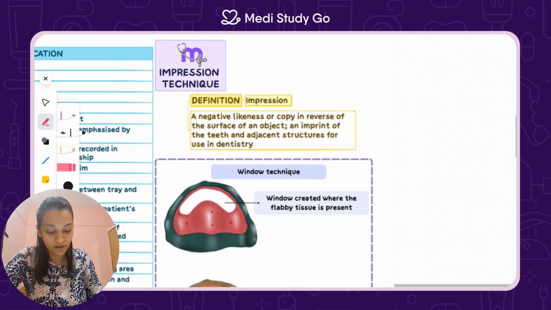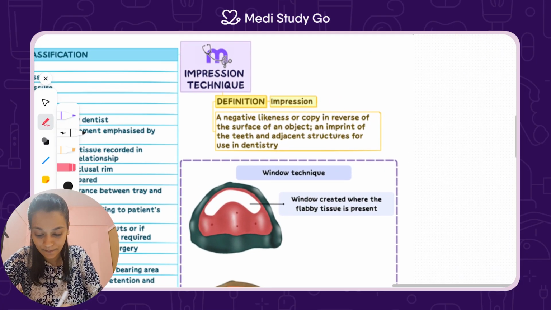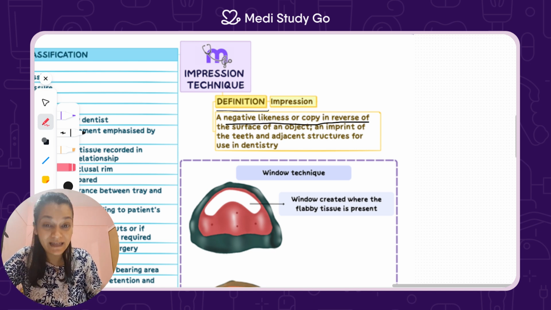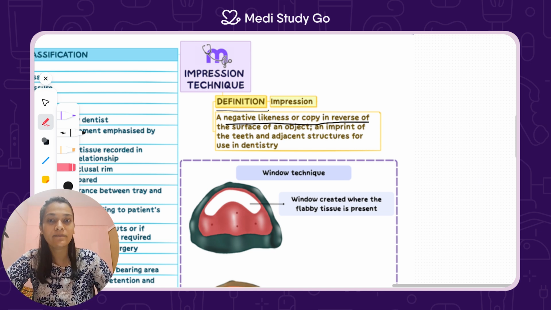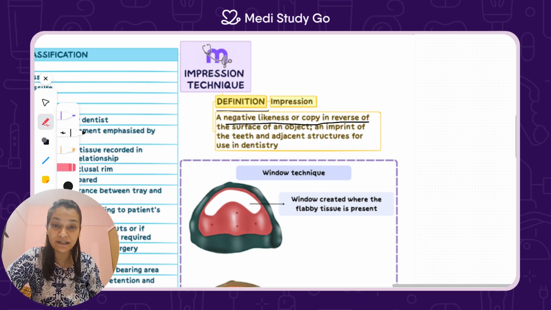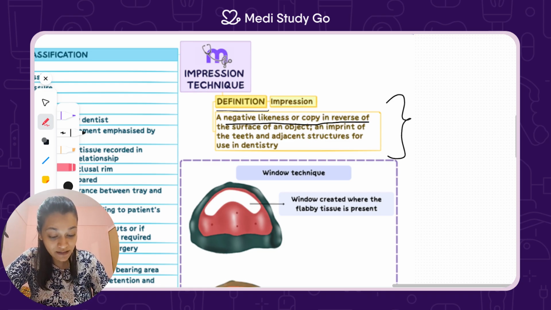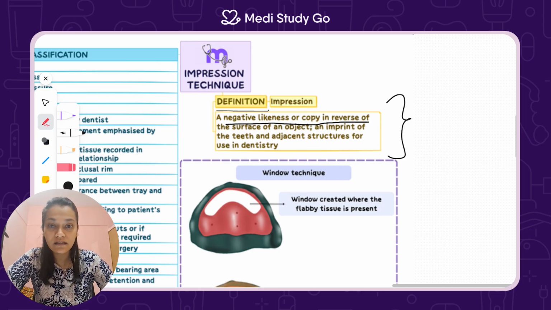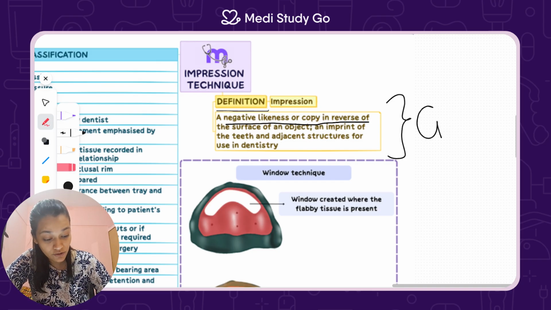It's very important that you understand that an impression is the negative likeness or copy in reverse. I have been repeating that whatever will be an elevation in your mouth, like your ridge or teeth, will appear as a depression in your impression. So this is how you would be defining it, and I would like to clarify here that you always need to write the definition according to GPT 9.